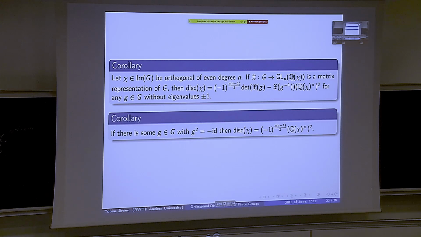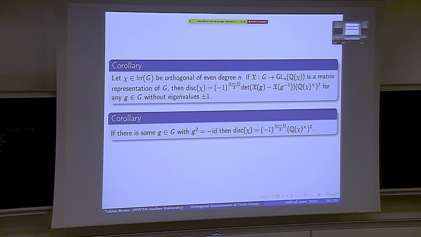Another corollary to this is if we have some group element g such that g squared is minus the identity matrix, then g definitely has no eigenvalues plus or minus 1. It only has eigenvalues plus and minus i, so fourth roots of unity. So you can apply this one. And then you get that the discriminant is exactly this.